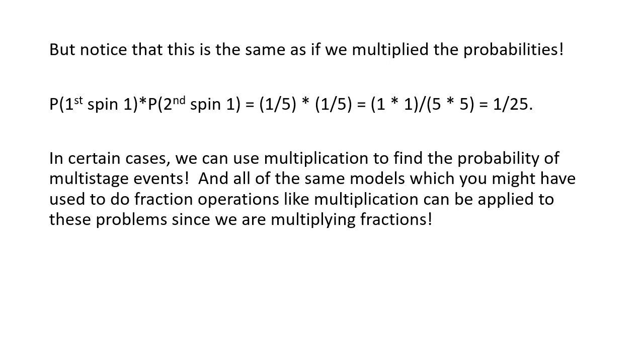But this is the same as if we had just done the probabilities and multiplied them together. If I look at the probability of getting a 1 on the first spin, that's 1/5. The probability of getting a 1 on the second spin is also 1/5. And so when I multiply 1/5 times 1/5, I get 1 times 1 over 5 times 5, and that's 1 over 25.